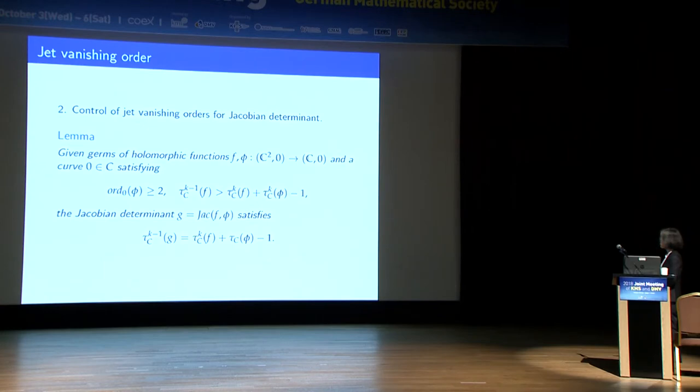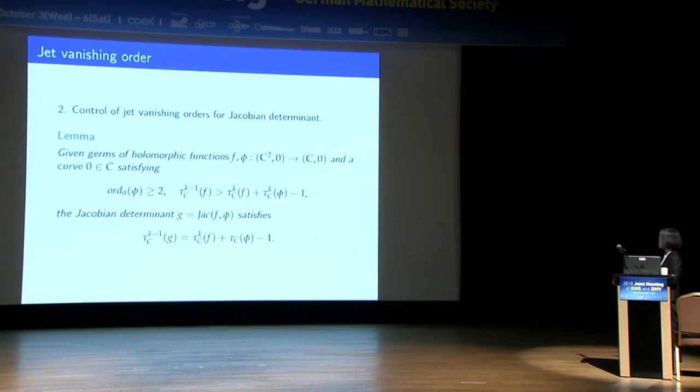So given holomorphic functions and a curve through the origin that satisfies that the vanishing order at the origin of phi is greater or equal to 2, and the k-jet of f, the k minus 1 jet, is bigger than this number, then we take the Jacobian of f and phi. Then the type of this Jacobian is computed by this equation. So we can compute the vanishing order, and if k is just zero, then we can compute the vanishing order of the Jacobian determinant.